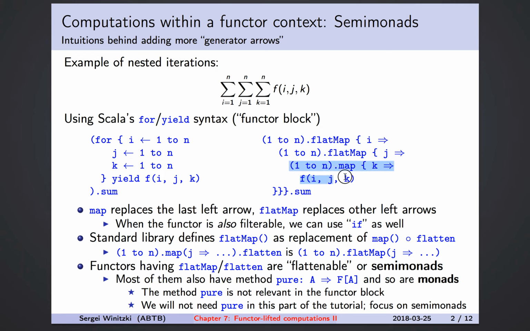So the last expression is just a simple map, because we just need to compute the value f for each of these k's. But this result is a list. And so the argument of flatMap is a function that takes j and returns a list. The result of the flatMap is again a list, which is this one, up to this brace. And this is the body of this function, taking i as the argument and returning this list. So again, the argument of flatMap is a function from a value to a list.